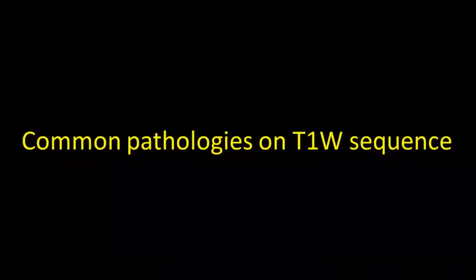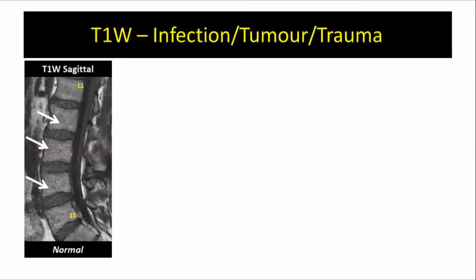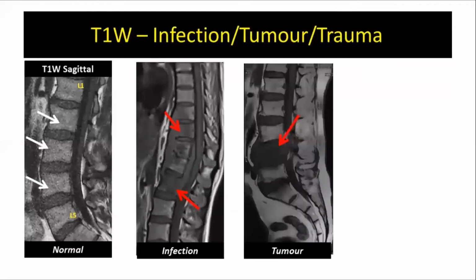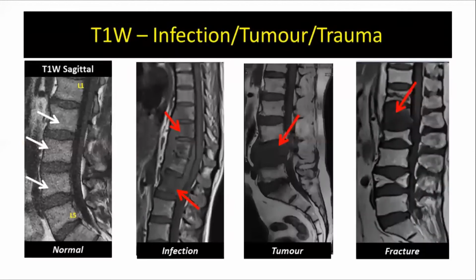So T1 weighted sequence is important because normally the fatty marrow tissue will get replaced by a low intensity signal in case of an infection or in case of a tumor or by a bone edema following a fracture. Of course, many times we need additional investigations to differentiate between these, but the classical finding is that whenever marrow destruction is there, it will become dull in intensity on T1 weighted image.